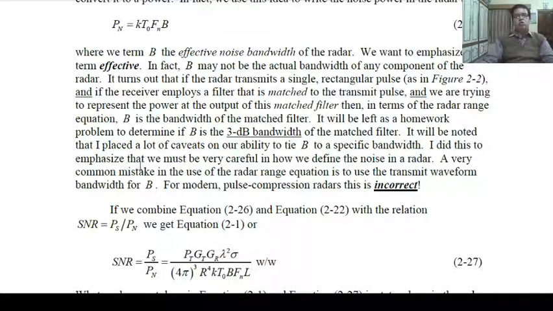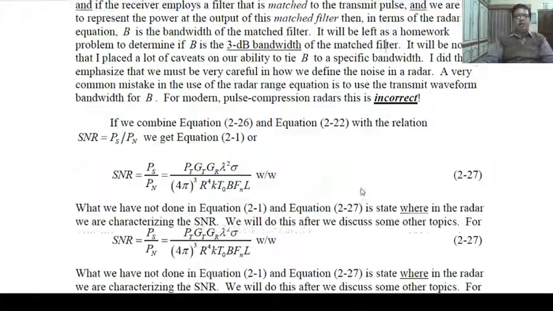I did this to emphasize that we must be very careful in how we define the noise in radar. A very common mistake in the use of the radar range equation is to use the transmit waveform bandwidth for B. For modern pulse compression radar, this is incorrect.